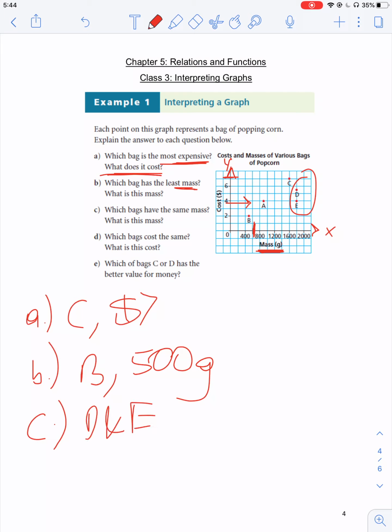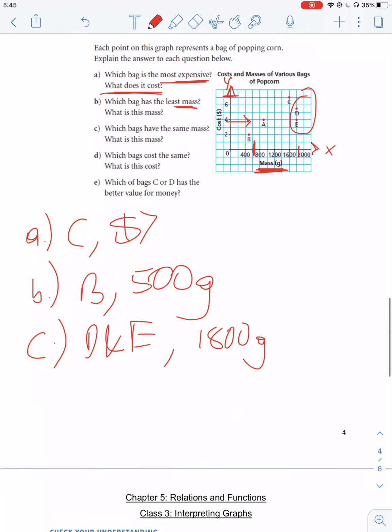And then is there something else? What is the mass? The mass is right over here. So that's 1,800. It's 1,600 plus 200. So that's 1,800, again grams, because the units are coming from here.